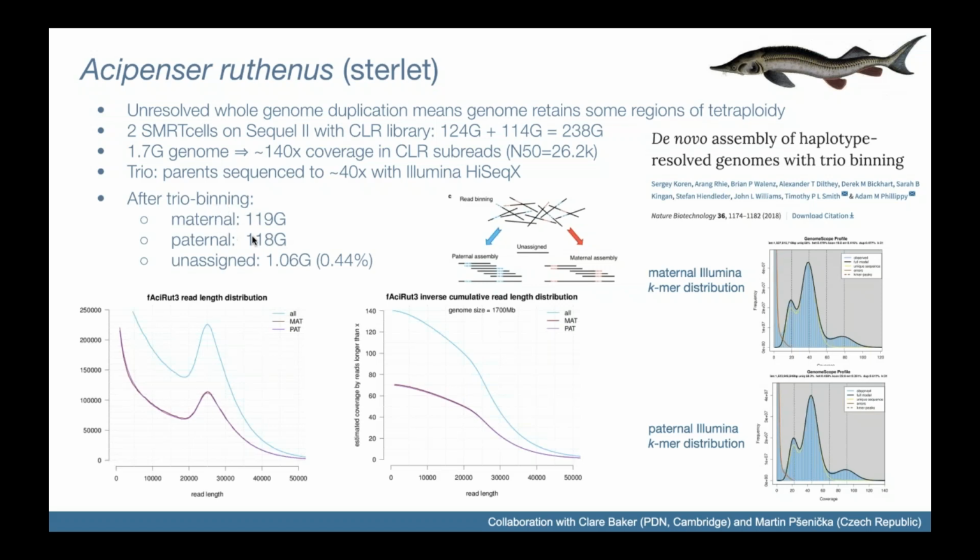After trio binning, we had essentially the same amount of data assigned to both the maternal and paternal haplotypes. In the bottom left here is the read distribution. In blue is the read distribution for all the data, and then stacked pretty much on top of each other are the maternal and paternal read distributions. And then here on the right, this is inverse cumulative. So again, blue is all the data, and right on top of each other are the maternal and paternal, and this sort of says we have about 50x coverage at reads of 20 kb or greater.